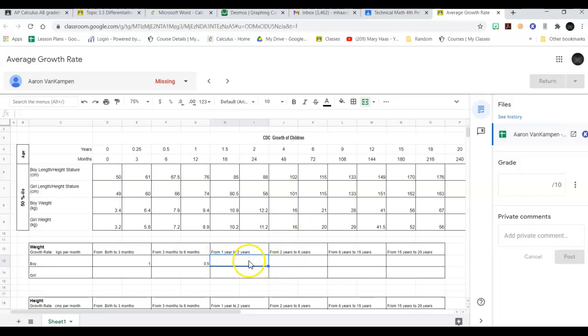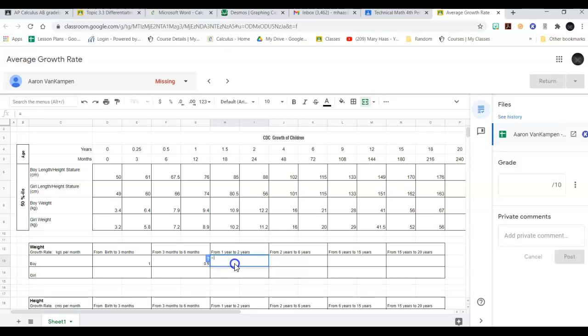From 1 year to 2 years. Okay, so 1 year, the baby or child is 12 months. 2 years old is over here in this column, and the baby is 24 months. So let's look at the different weights. I'm going to take the later weight, which is 12.2, minus the earlier weight. Notice I'm skipping a column here, and that's fine. 12.2 minus 9.4. You could do this on a calculator. I'm just doing it this way so I can show you. Equals 12.2 minus 9.4. All right, and I get 2.8.